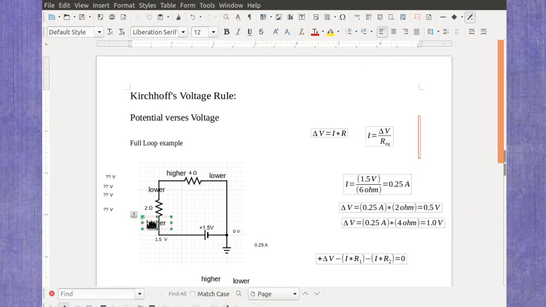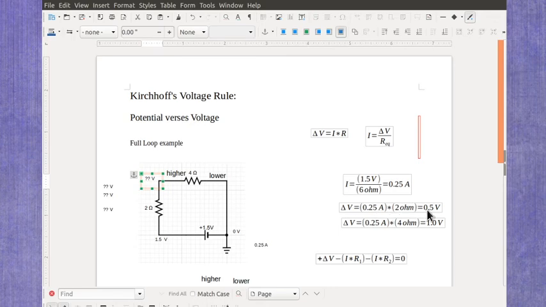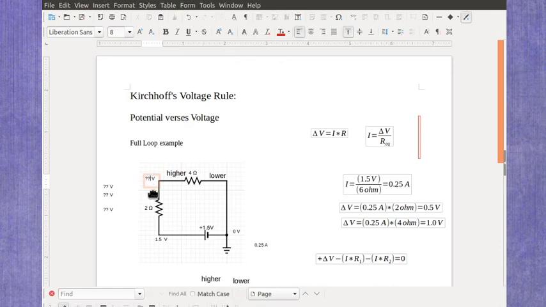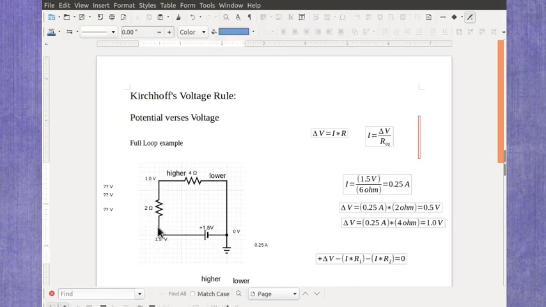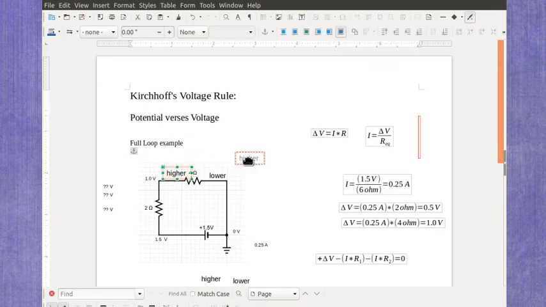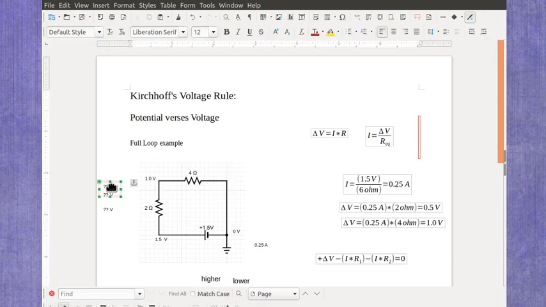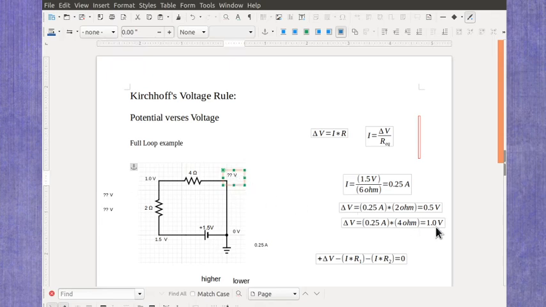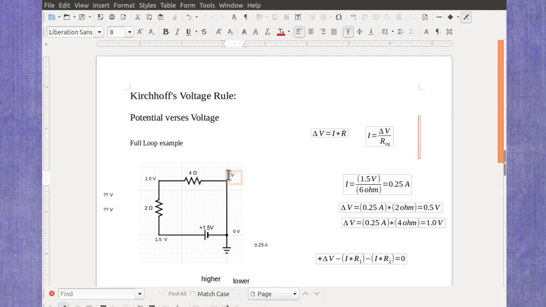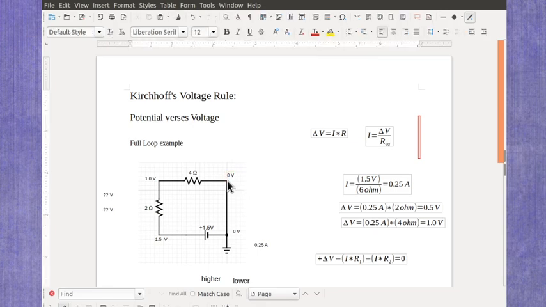Now I'm going to drop, and the amount I'm going to drop as I go from the higher side to the lower side is the value I calculated here, the current times the resistance, which is 0.5 volts. Which means when I get here, it's got to go from 1.5 minus 0.5, which gives me 1.0 volts. That's a drop of 0.5 volts as I went over that resistor. And now I'm going to drop even further, because I've got to drop 1.0 volts. So 1.0 volts minus 1.0 volts is going to give me a value of 0 volts. Now that makes sense, because between here and here, there was nothing to change the potential.